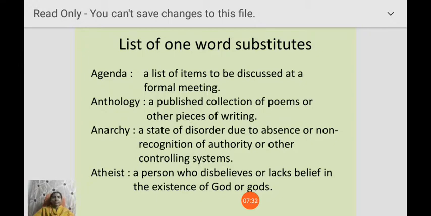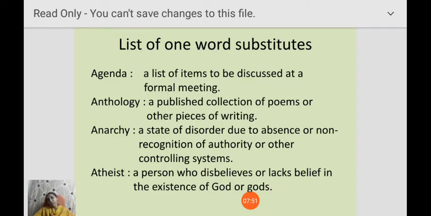Atheist. A person who disbelieves or lacks belief in the existence of God or gods. A person who doesn't believe in gods.